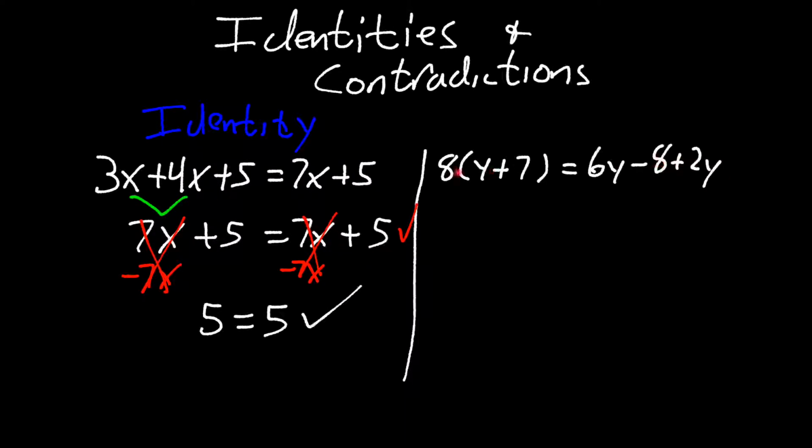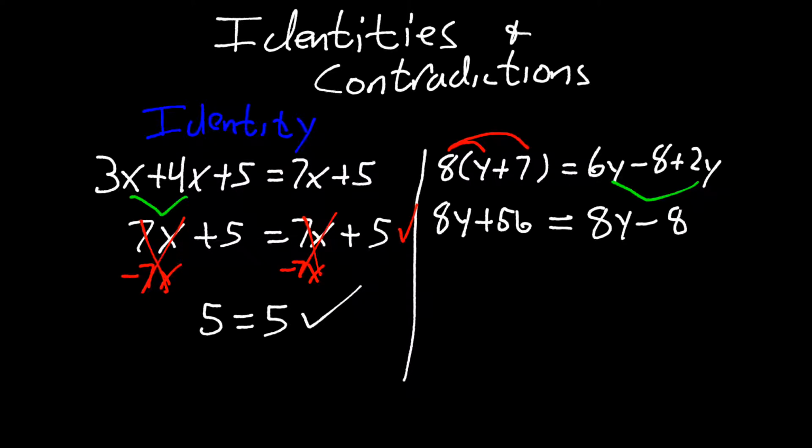Now let's look at this side, which you can probably guess is the contradiction. On the right or left side, we need to do a little bit of distribution. So I have 8 times y and 8 times 7. That is 8y plus 56 equals, now we need to combine like terms on the right side. I have 6y plus 2y. That is 8y minus 8.